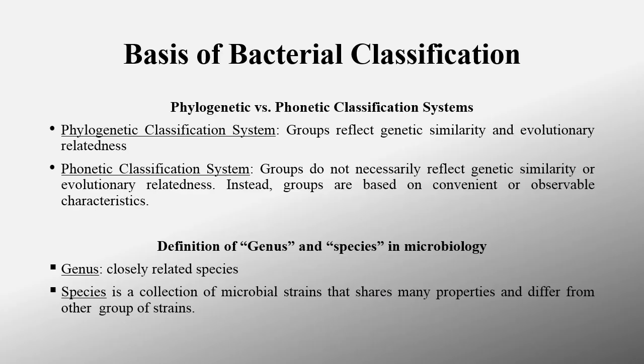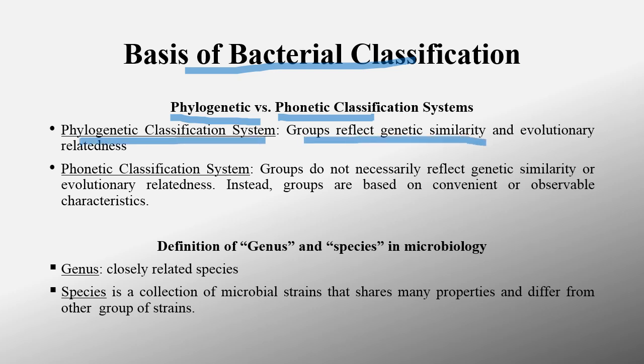Okay, let's look at the basics of bacterial classification. Bacterial classification can be done either phylogenetically or phenetically. A phylogenetic classification system means the groups reflect genetic similarity and evolutionary relatedness. A phenetic classification is merely based on observable characteristics. It has nothing to do with genetic similarity or evolutionary relatedness.